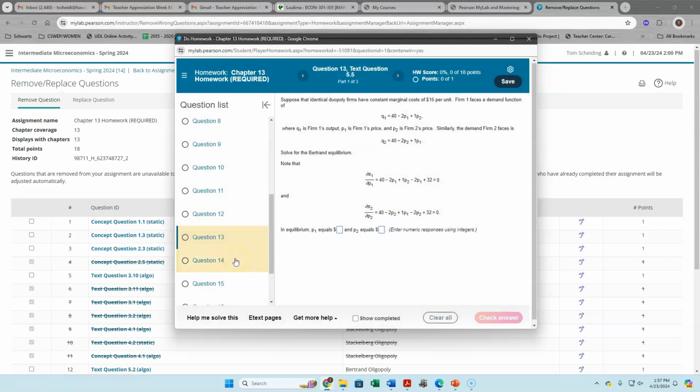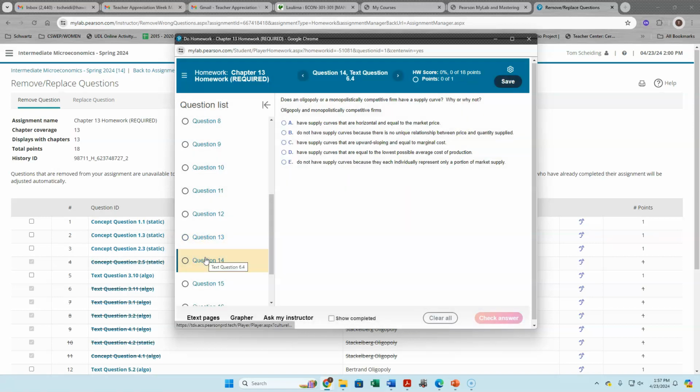Okay. 13 can be skipped. Here we've got partials, so yeah, let's not worry about that. 14. Does an oligopoly or monopolistically competitive firm have a supply curve? Why or why not? We have not dealt with that at all.